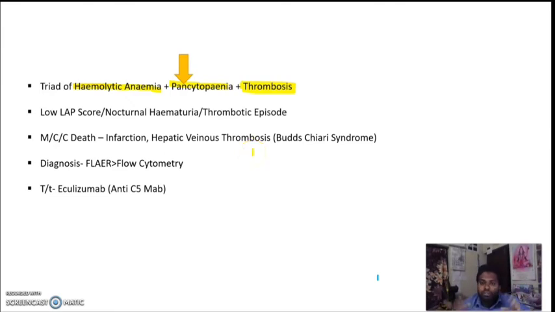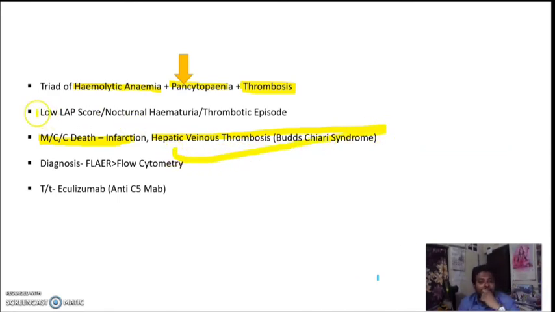Platelet activation will occur because there is ongoing inflammation. As the membrane attack complex is formed, it will lyse the cells. That will lead to tissue factor activation, which again activates your coagulation cascade, leading to uncontrolled thrombosis. So that's why the most common cause of death in PNH is not bleeding, but organ infarction, mostly hepatic venous thrombosis, that is Budd-Chiari syndrome.